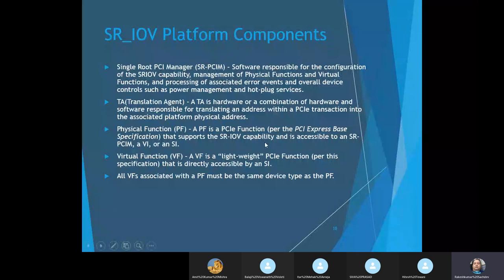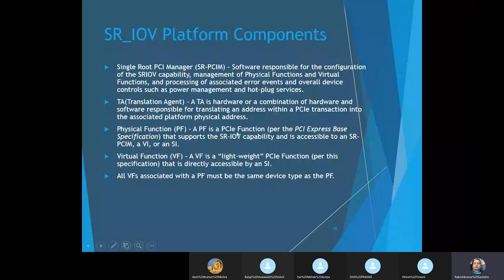Now, the physical function. Let me explain what a physical function and a virtual function are. A physical function is a function from when we didn't have anything called SR-IOV. Whatever functions were present in non-ARI and ARI, where there are 256 functions, or fewer than 8 or greater than 8 functions, those are actual physical functions.